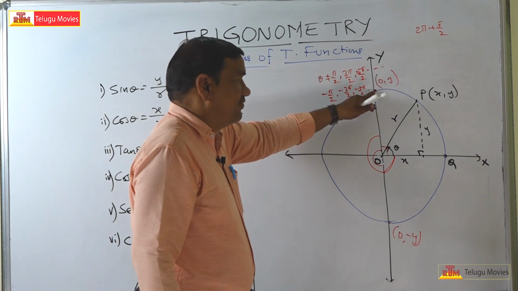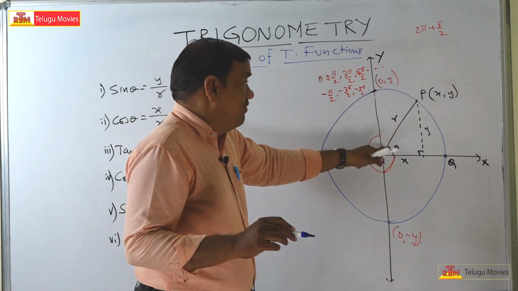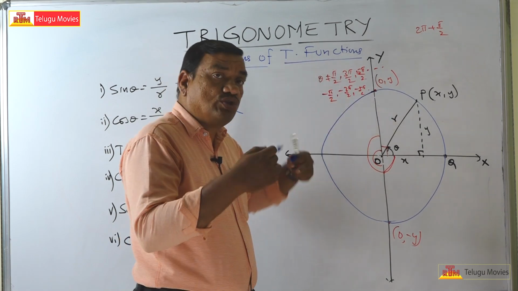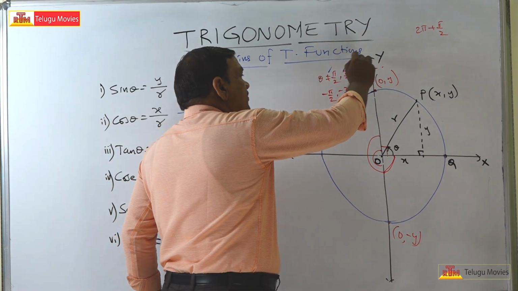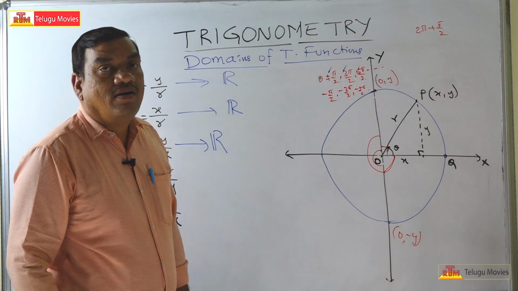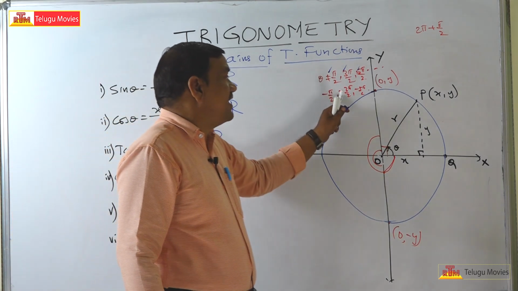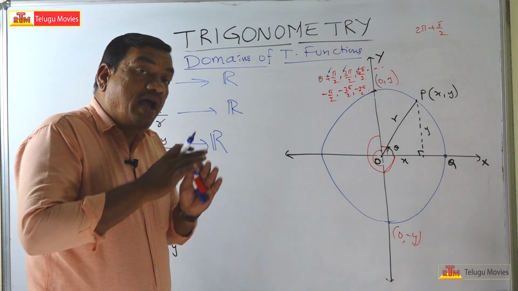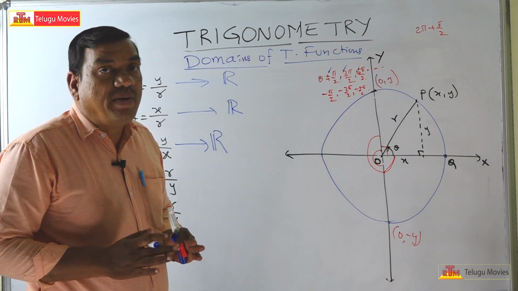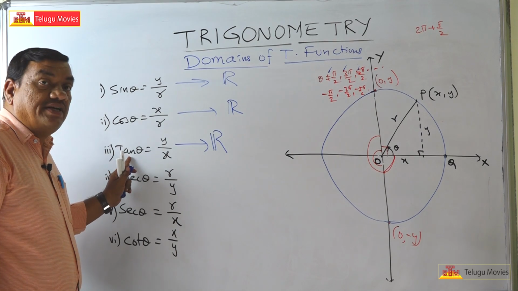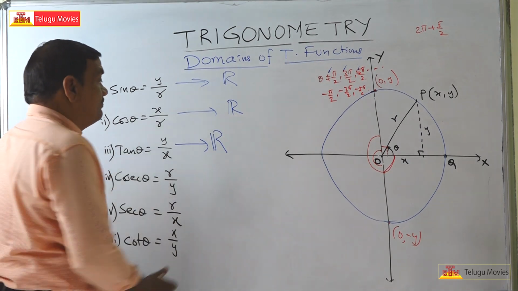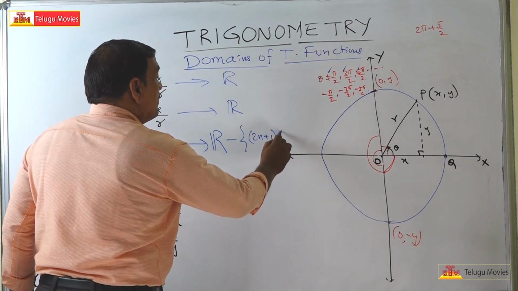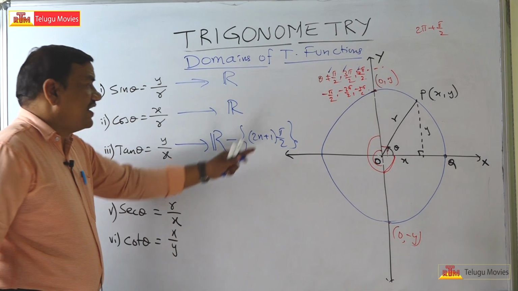Where will x become 0? When x is equal to pi by 2, 3 pi by 2, 5 pi by 2, minus pi by 2, minus 3 pi by 2, and so on. What are these 1, 3, 5? They are odd numbers. Minus 1, minus 3, minus 5. What are they? Odd numbers. So, except odd multiples of pi by 2, tan theta is defined. Therefore, the domain is R minus (2n plus 1) pi by 2, where n is an integer.